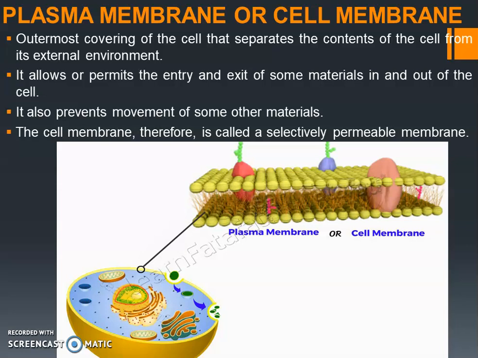And same way, substances which have to move out from the cell, only those substances can move out through the plasma membrane. So that is why they are selectively permeable.